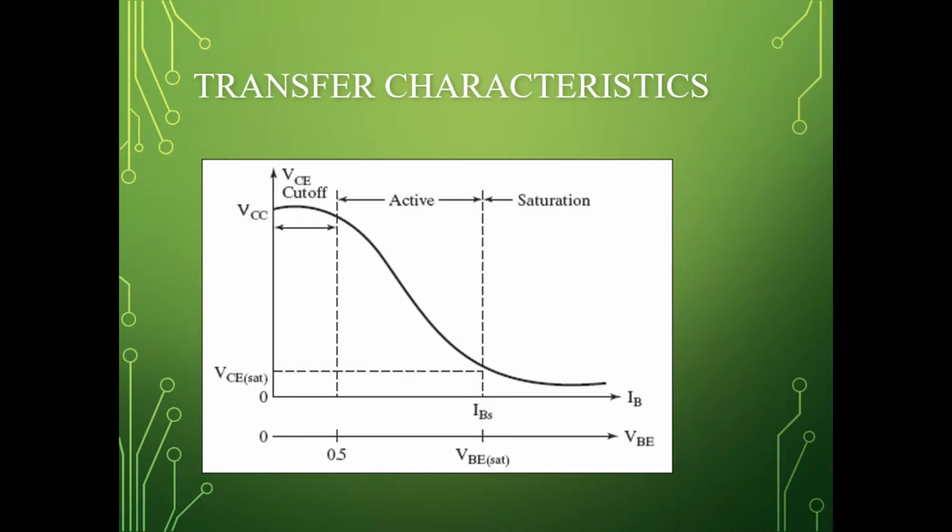If you observe here, initially when IB is 0, the voltage is maximum at VCC. That means it is operating in cutoff, and then as the device conducts, the base current increases, the VCE is going to reduce and it finally drops down to a low value which is equal to the saturation voltage. So this is the transfer characteristics.